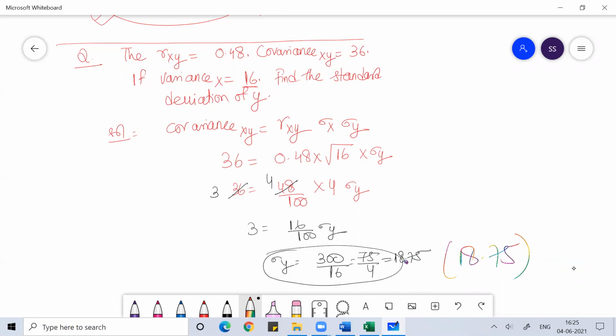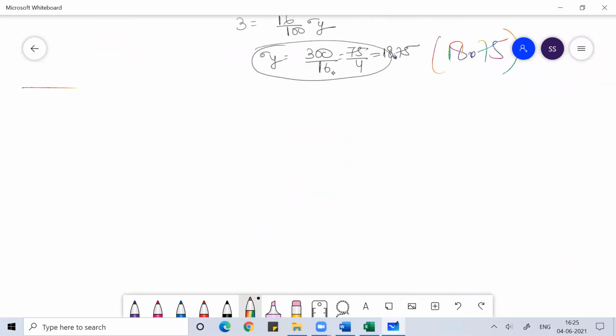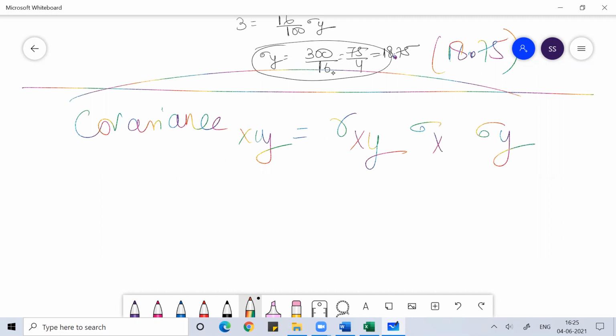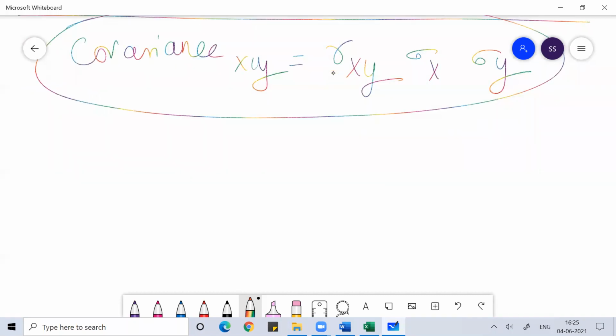Okay, everyone. Anyone, any doubt, any question? So remember the formula, very important. The covariance between x and y is equal to R, meaning coefficient of correlation between x and y, into standard deviation of x into standard deviation of y. This is the one formula you have to remember.